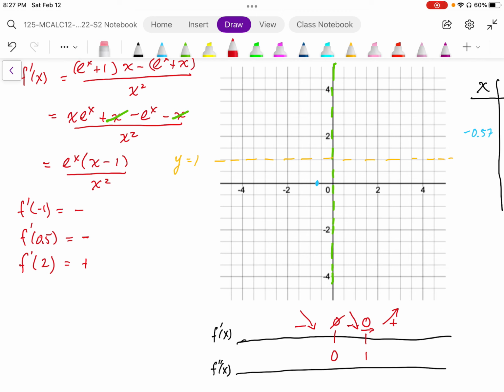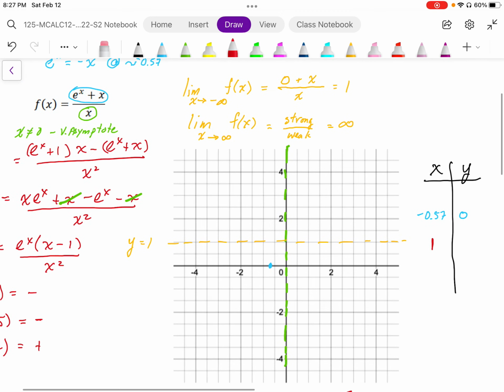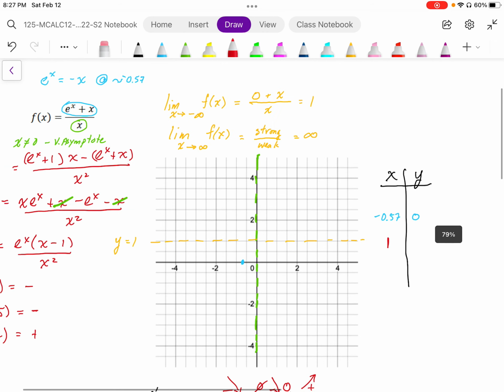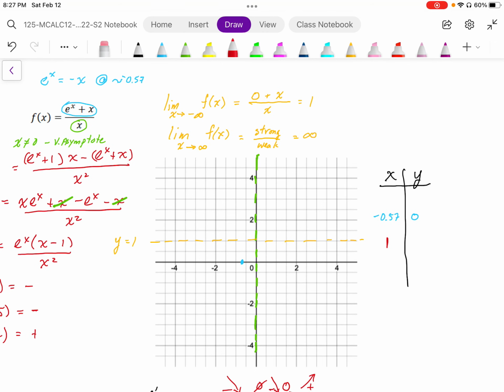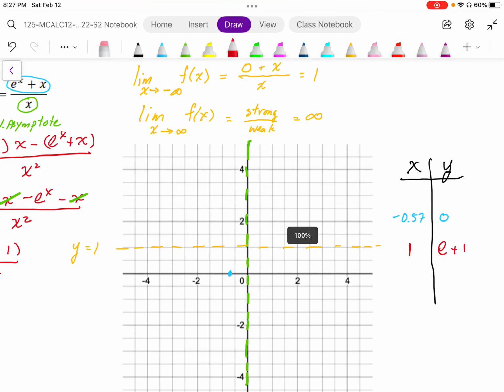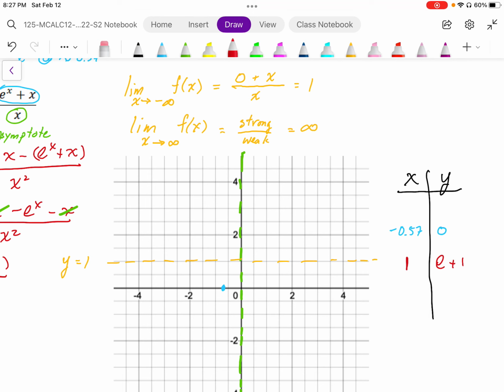So I'm going to plug in my x value at 1 into my equation. I get (e^1 + 1) divided by 1, so it's e plus 1, which is approximately 3.72. Drawing that point in at x equals 1, y equals 3.72, maybe somewhere around here, that's the local min. So it looks like we're going to go down and up through here, and it's going to come through here.